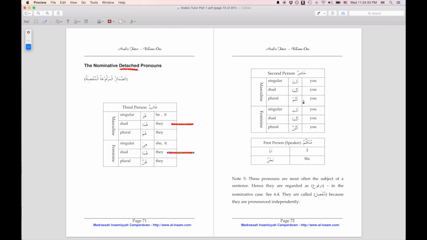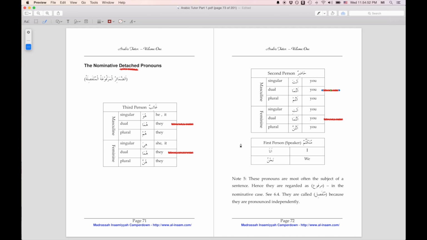Anta, antuma, antum, anti, antuma, antunna. You guys know this, but have this distinction. So ana, nahnu, that's mutakallim for the speaker or speakers. These pronouns are most often the subject of a sentence.